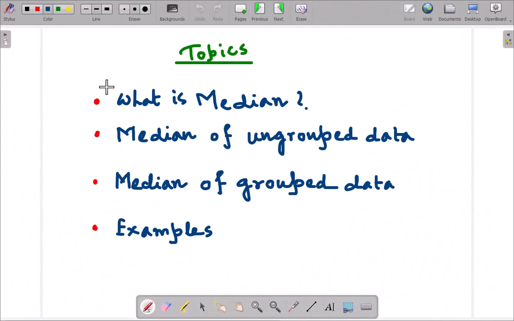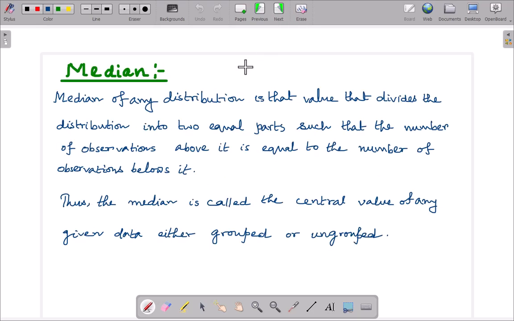In this lecture, we shall see what is median of a given data set, median of ungrouped data, median of grouped data, and some examples. What is median? Median of any distribution is that value that divides the distribution into two equal parts such that the number of observations above it is equal to the number of observations below it. Thus, the median is called the central value of any given data, either grouped or ungrouped.